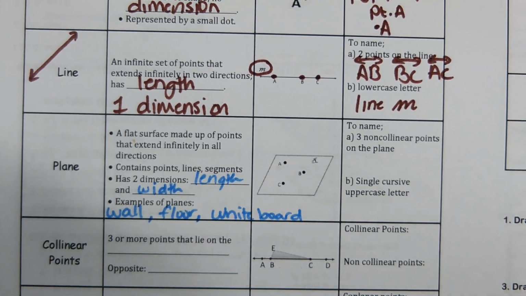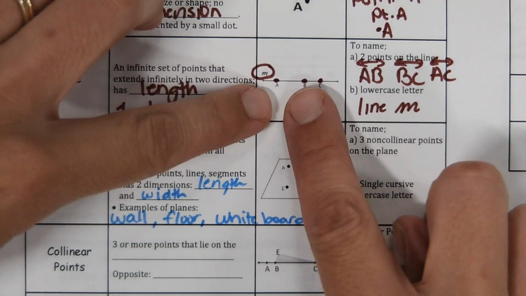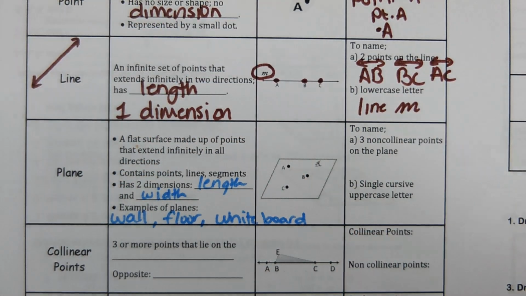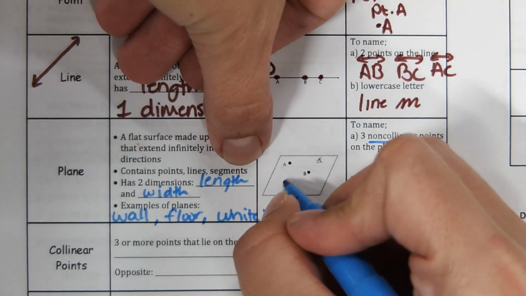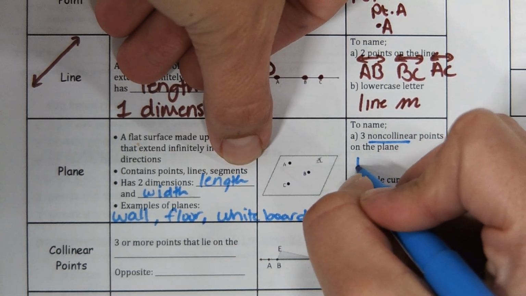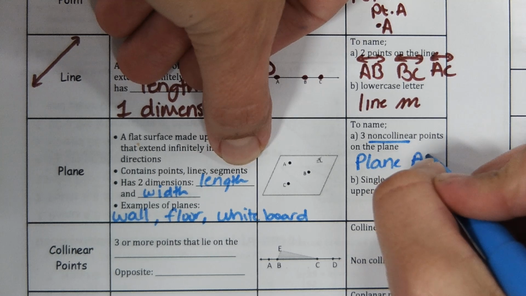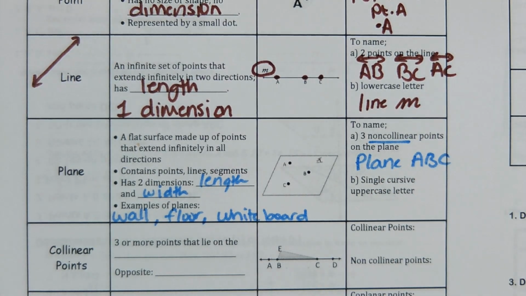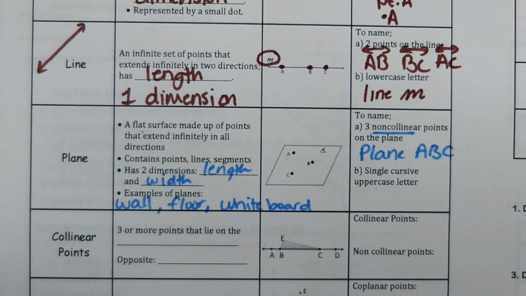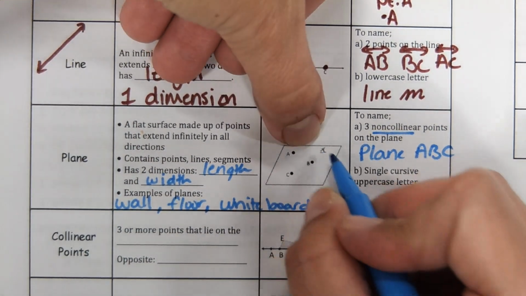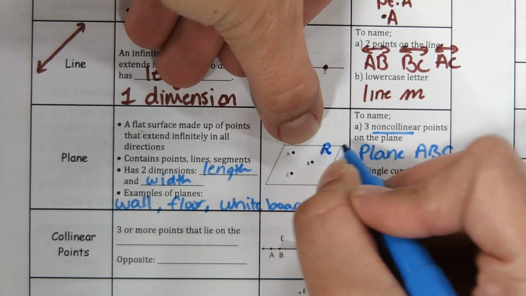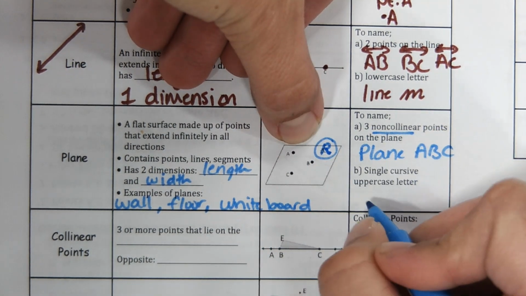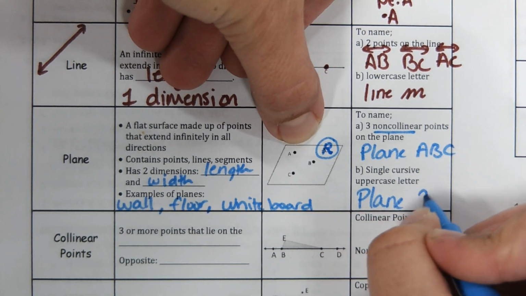When we name a plane, we name it with 3 points. So a line you name with 2 points, a plane you name with 3 points. It says non-collinear points. We'll get to what this word means in a second. But 3 points on this plane would be A, B, and C. So we'd say this is plane ABC. Sometimes they'll also have a little letter in the corner, and you can name the plane by that. So I know it's hard to see because of printing, but this is a capital R. So we could say that this is plane R.